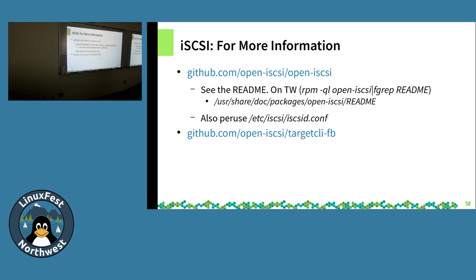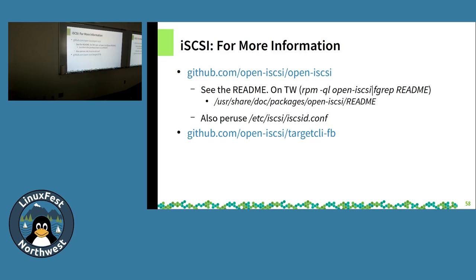You can find out more if you check the README that comes with open-iscsi. It's usually installed as part of the package. And you can see here, I just grepped for it on my system and found the path. If you download the source code, it's also in the top level there. It has a lot of details about how to configure iSCSI for different situations.